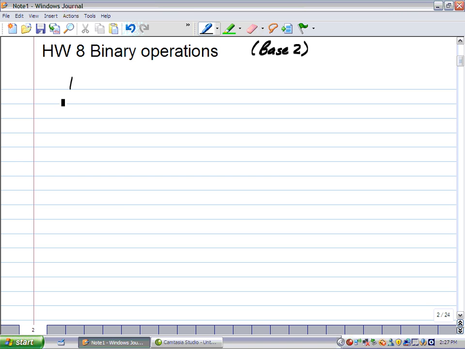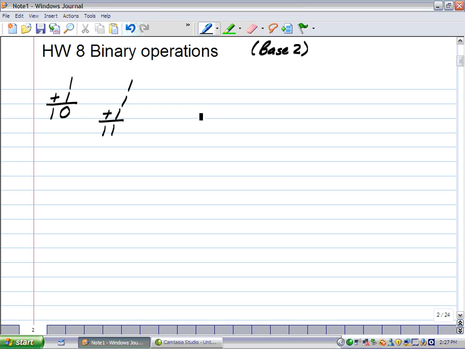Okay, first of all, in base 2, 1 plus 1 is 1, 0. 1 plus 0 is 1. 0 plus 1 is 1. And 0 plus 0 is 0. Those are the typical ones. So these are the different ones. 1 plus 1 plus 1 would be 1, 1. So this would be in base 2.